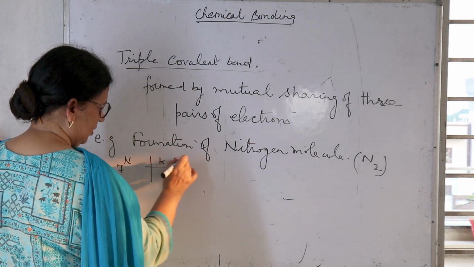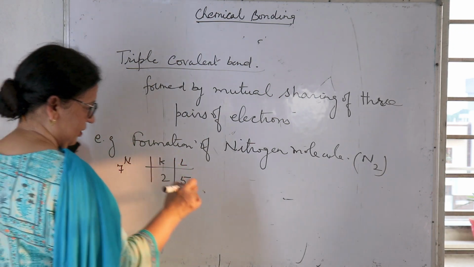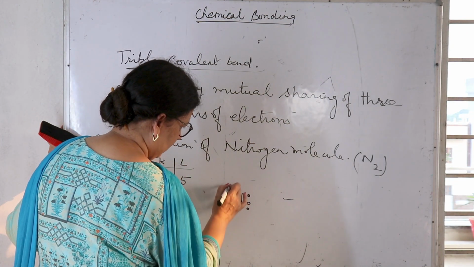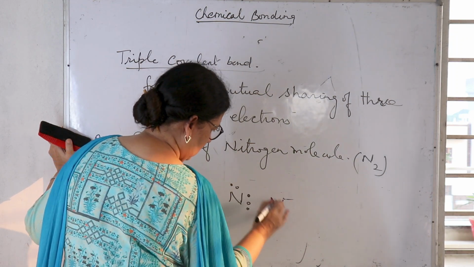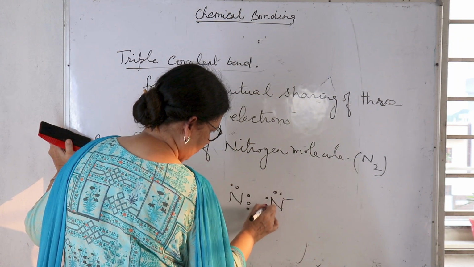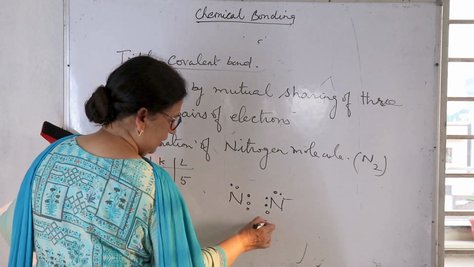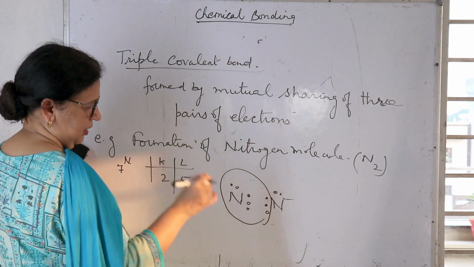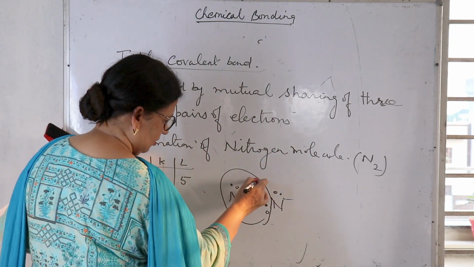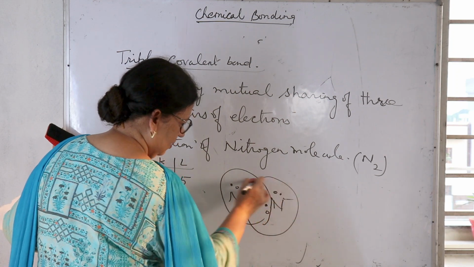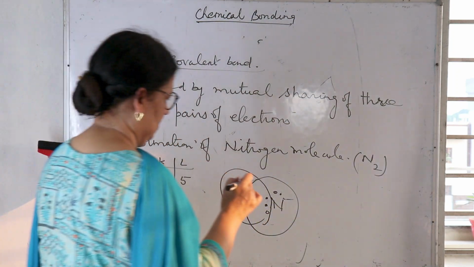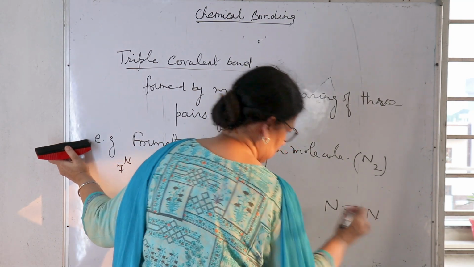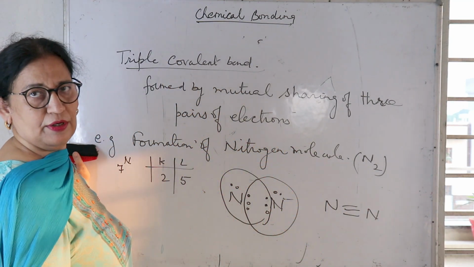If we write the configuration, then it is 2 and 5. 5 electrons in the outermost shell, 3 on this side and 2. And this is another nitrogen having 5 electrons. 3 they are sharing with each other. So this is having 8 electrons and 3 this nitrogen is sharing with this nitrogen. So 3 they are sharing with each other. So this is nitrogen triple bond.